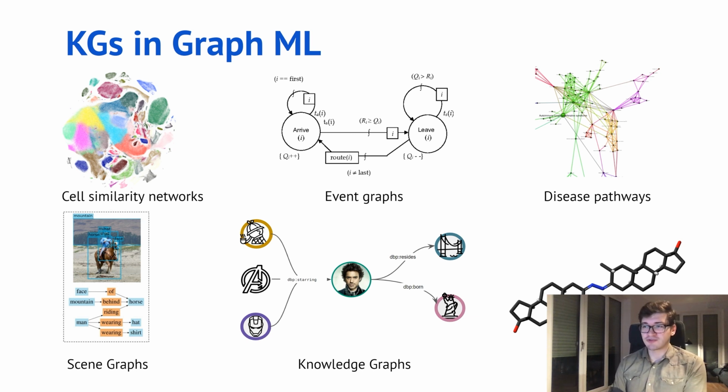And here knowledge graphs are, of course, one of different kinds of graphs existing in the community. In addition to knowledge graphs, there are scene graphs. We already saw them. There are some biomedical graphs.